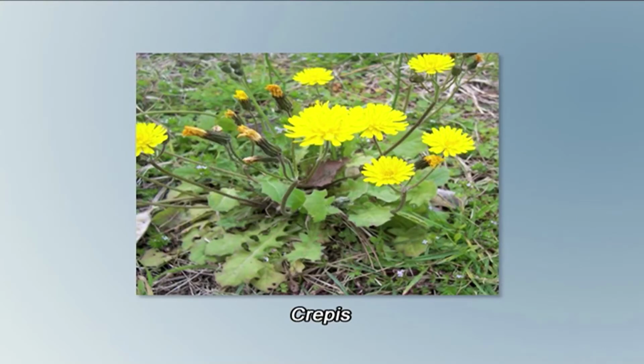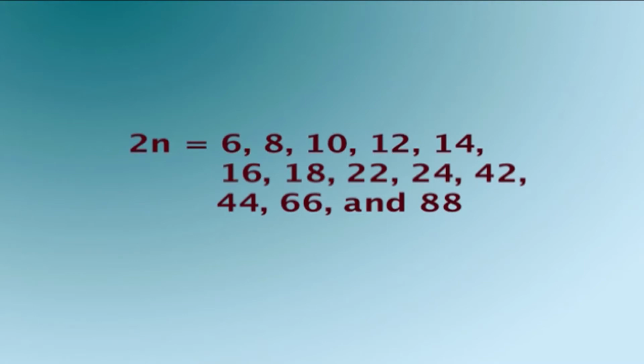And in Crepis, 2n = 6, 8, 10, 12, 14, 16, 18, 22, 24, 42, 44, 66, 88 and some other numbers with less obvious clustering. Where the numbers bear no obvious relation to a particular series of ploidy levels, the term dysploidy may be used.